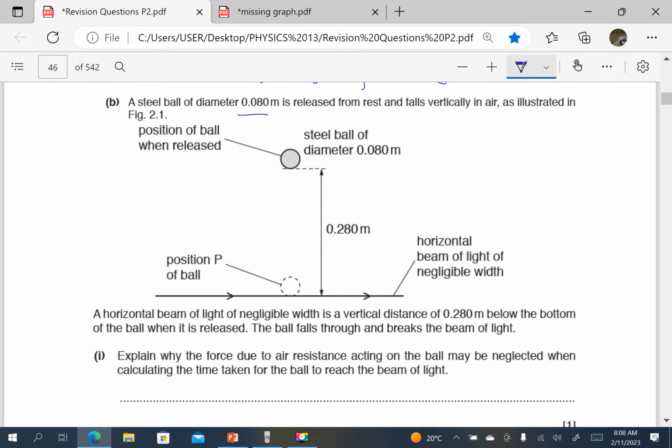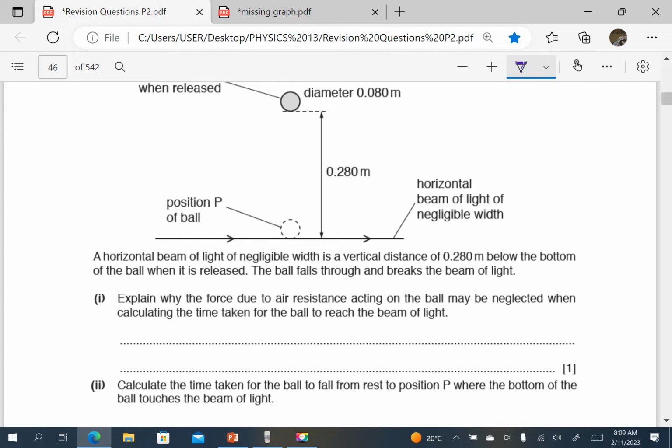So they have shown us the position of the ball when released, and they've shown us position P of the ball when it is about to cut a horizontal beam of light of negligible width. A horizontal beam of light of negligible width is a vertical distance of 0.2 meters below the bottom of the ball when it is released. The ball falls through and breaks the beam of light. Explain why the force due to air resistance acting on the ball may be neglected when calculating the time taken for the ball to reach the beam of light.